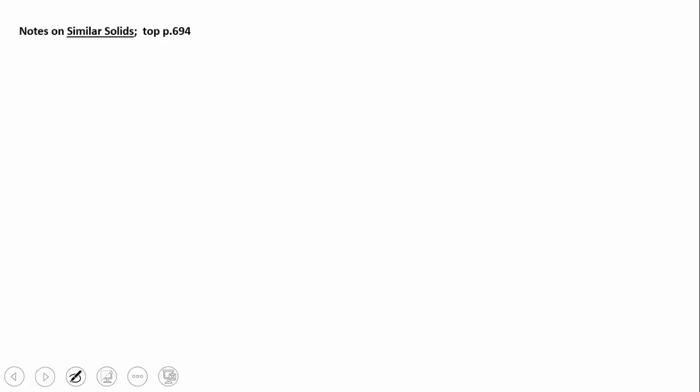So moving right along, you took notes from the top of page 694 on similar solids. Hopefully you wrote down this, that similar solids, well, they're the same shape and that their corresponding dimensions are proportional. Wow, does that not make it easy? We are masters of proportions. And so that's what we're going to be dealing with this entire lesson, all three videos.